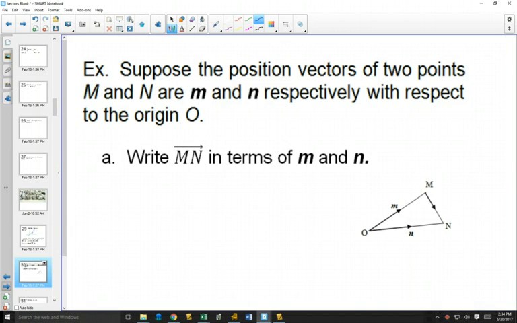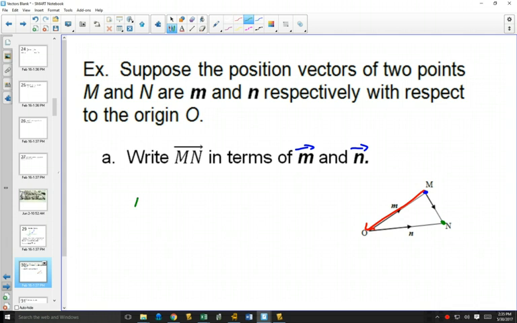So we have position vectors of 2 points, M and N, as shown in the diagram there. So then if you want to travel from M to N, how could you do that in terms of just M and N? So we're starting here. We want to end here. But all we can do is travel along M and N. How could we do that? Well, we could go here first. What vector would that be? That would be a negative M.